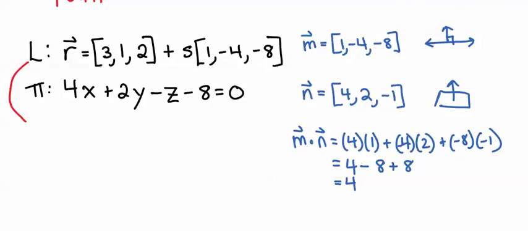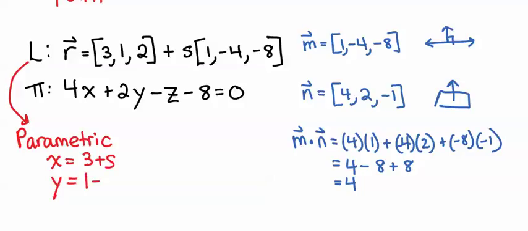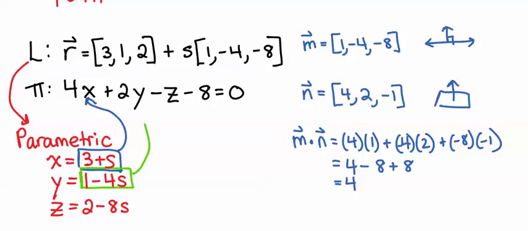So I'm going to turn my line into parametric form. I'm going to create a parametric equation: x equals 3 plus s, y equals 1 minus 4s, and z equals 2 minus 8s. Then I'm going to take my parametric equations, and since x equals 3 plus s, I'm going to sub it into my plane. And y equals 1 minus 4s, I'm going to sub in for y. And z equals 2 minus 8s, I'm going to sub in for z.